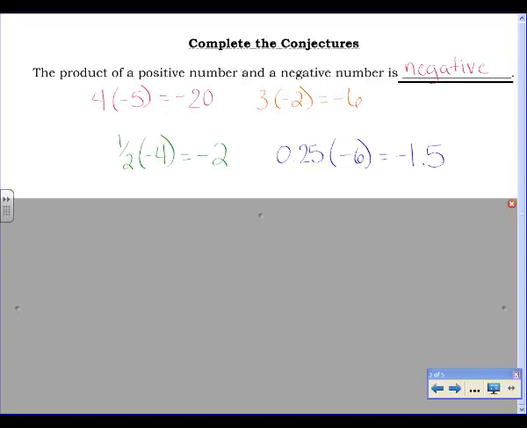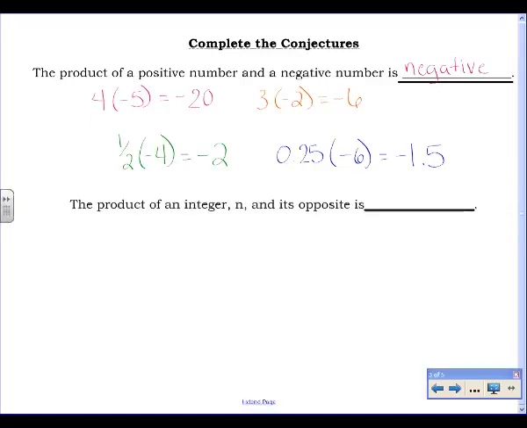Next, we'll complete the conjecture, the product of an integer, n, and its opposite is blank. For this conjecture, we need to remember what an integer is, as well as the definition of opposites. Integers are positive and negative whole numbers, and an opposite of a number has the same numerical value but the opposite sign. Let's start with 4 and its opposite, negative 4.